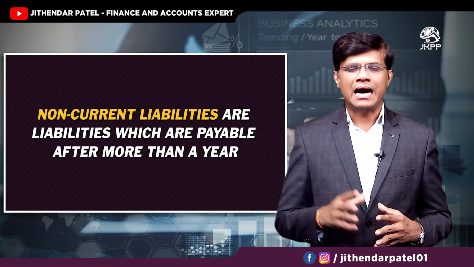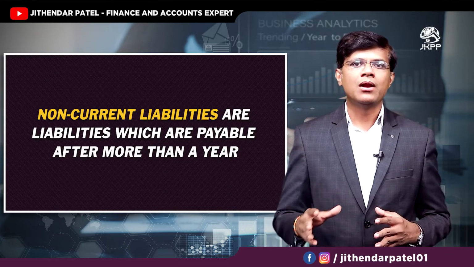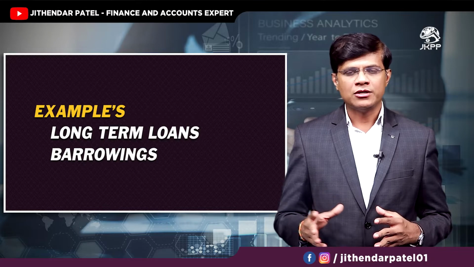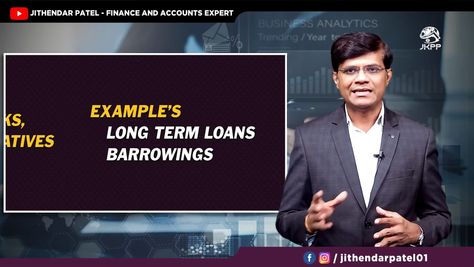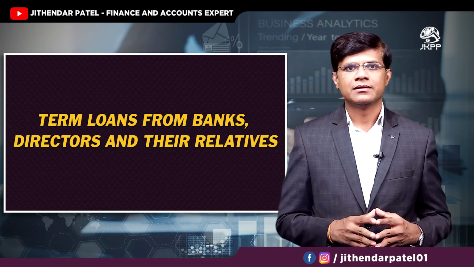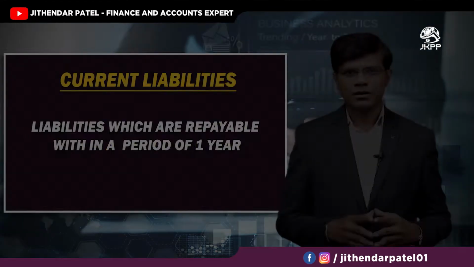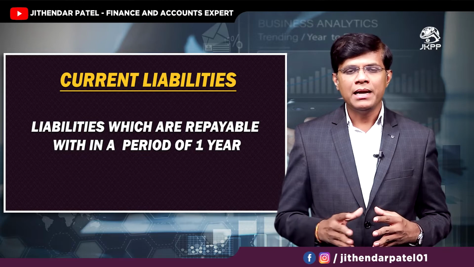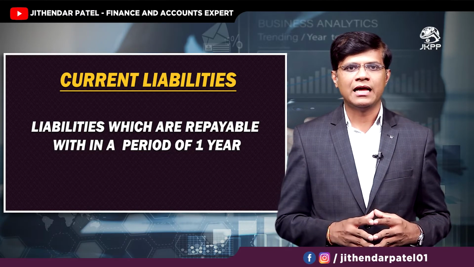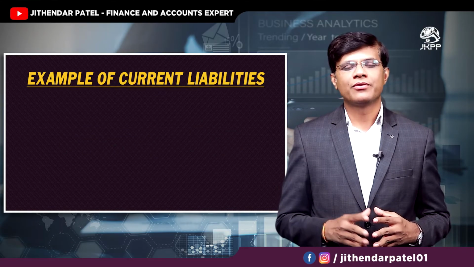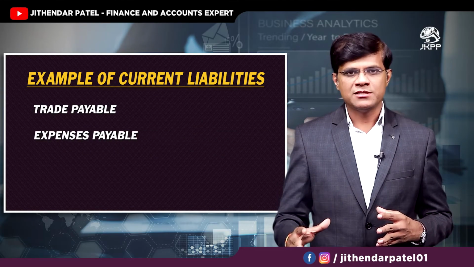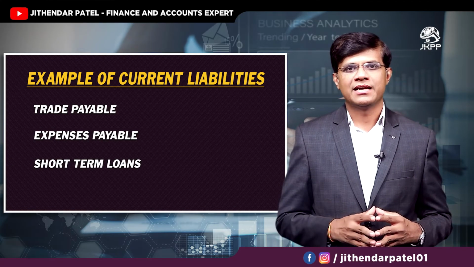Non-current liabilities are liabilities which are payable after more than a year. Examples are long-term loans and borrowings like term loans from banks, directors, or any of their relatives. Current liabilities. Liabilities which are repayable within a period of 1 year are called current liabilities. Examples of current liabilities are trade payables, expenses payable, short-term loans, etc.